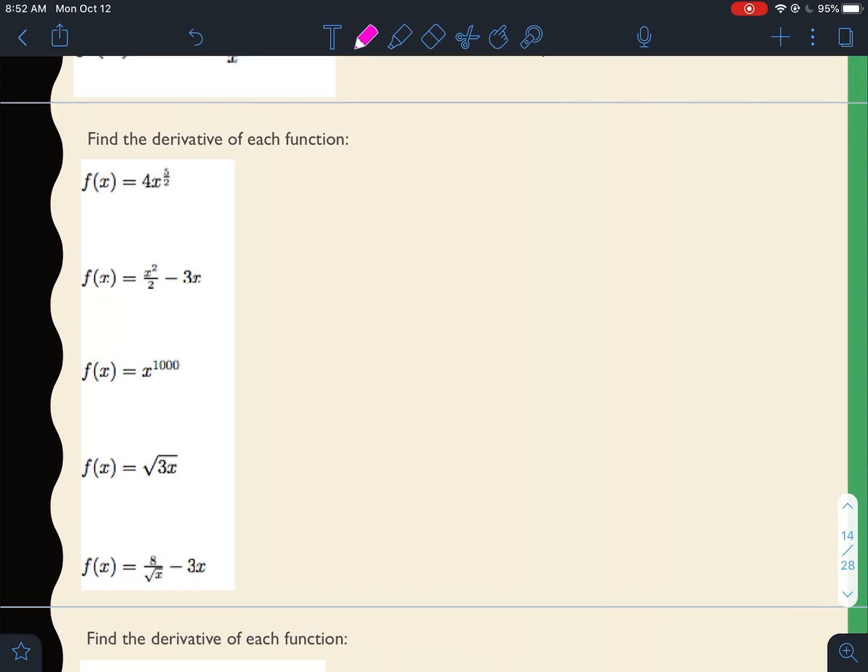All right. You guys, go ahead and see if you can rewrite the ones that you would need to rewrite and try and take the derivative of each of these. You can pause the video and try.